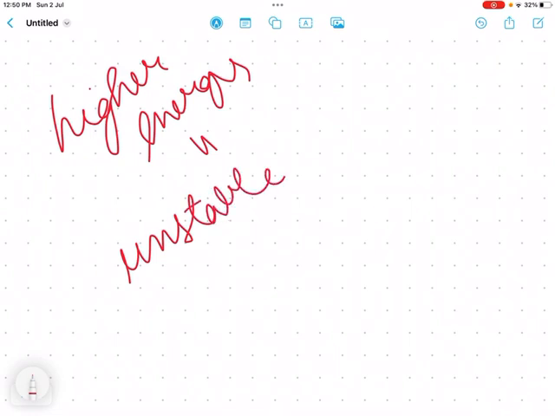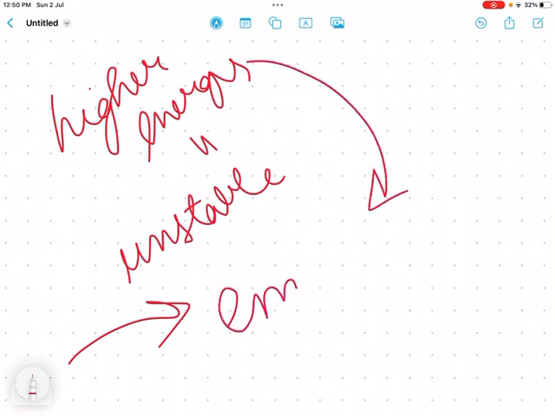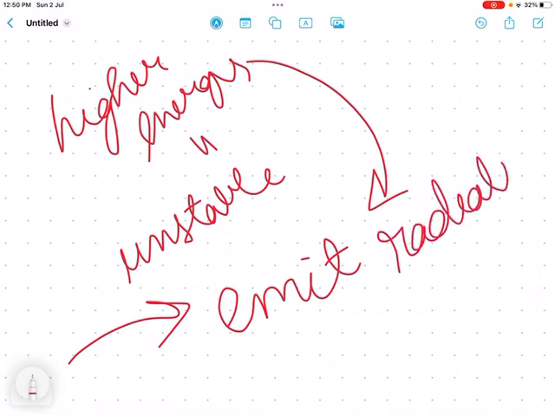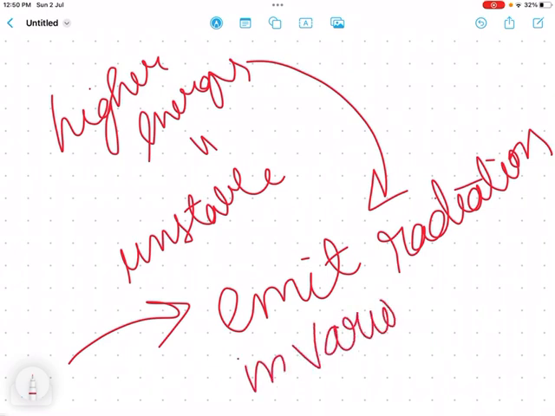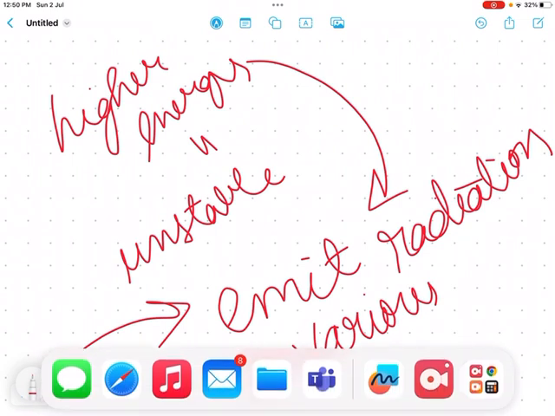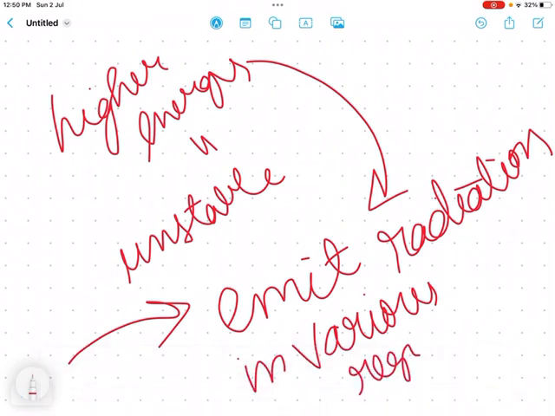For returning to the normal energy state, the atoms and molecules emit radiation. For returning from the higher state to the lower state, they emit radiations in various regions.